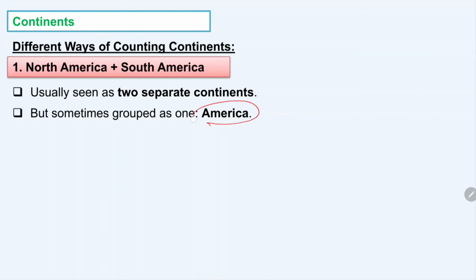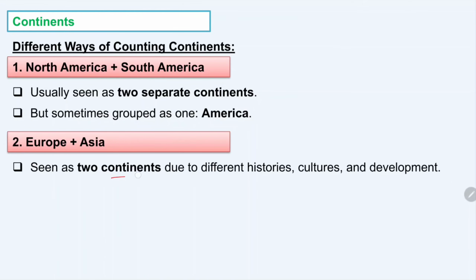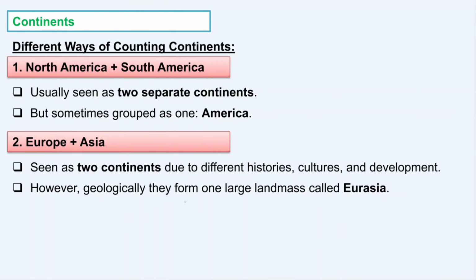as one, that is America. So we have these 2 continents, isn't it, but sometimes these are grouped as one, which we call America, okay. And Europe plus Asia, together we call it Eurasia, seen as 2 continents due to different histories, culture and development. What happens is these are made as one. However, geologically they form one land mass called Eurasia.